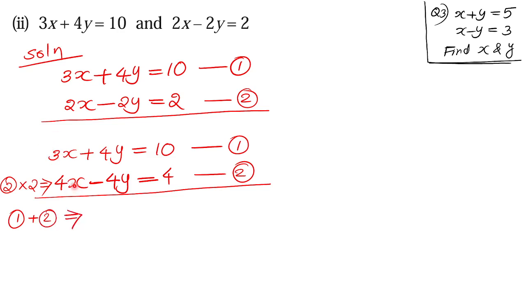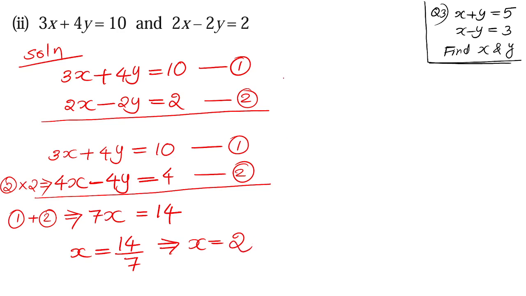You will get 3x plus 4x. What is that? 3x plus 4x will be 7x. And 4y minus 4y cancel, correct? On the right side, 10 plus 4 will be 14. 7x equal to 14, or x equal to 14 by 7, correct? Or x equal to 2. X equal to 2.